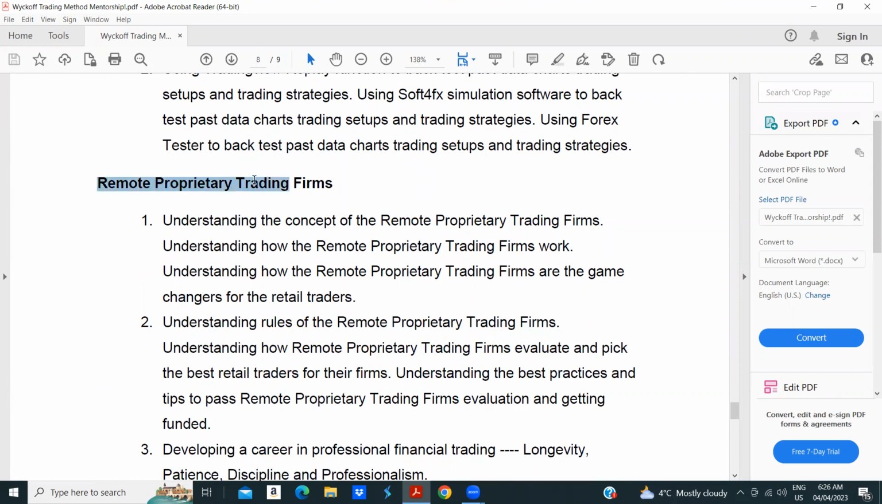Once we are done with the forward testing, back testing, and practice sessions, we're going to learn and discover more about remote proprietary trading firms. We will understand the concepts of remote proprietary trading firms. We will understand how remote proprietary trading firms work. We will understand how remote proprietary trading firms are the game changers for the retail traders industry.